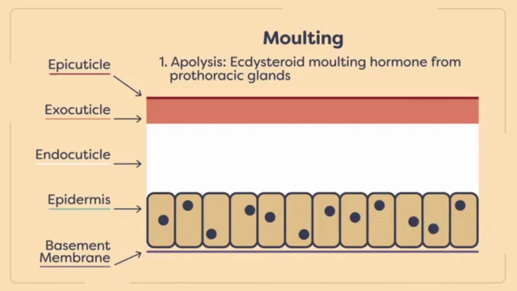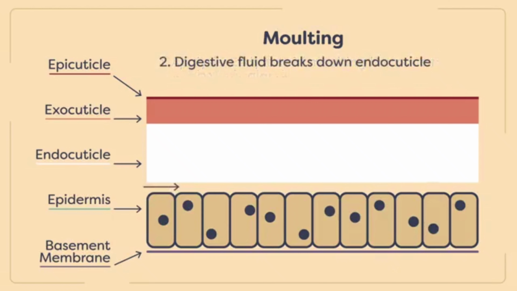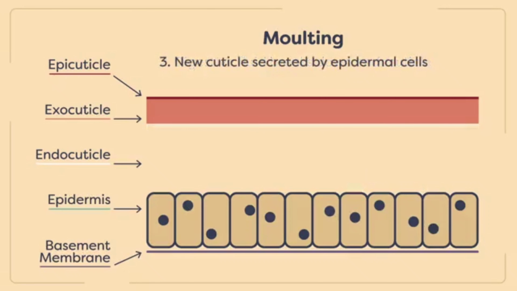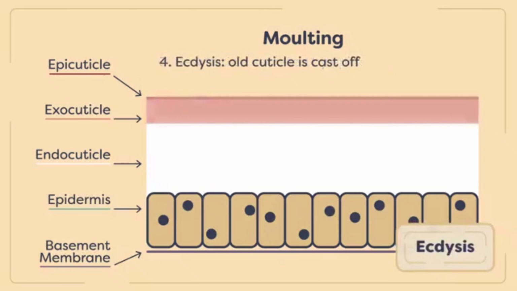A newly opened space under the old cuticle is created, into which a digestive fluid flows. Enzymes in this digestive fluid become activated and break down the innermost endocuticle layer of the old cuticle into metabolites. These metabolites are then reabsorbed by the epidermal cells, which will use them to secrete the new cuticle. Once the new cuticle is fully formed, the arthropod pushes against the old cuticle and casts it off in a process referred to as ecdysis.